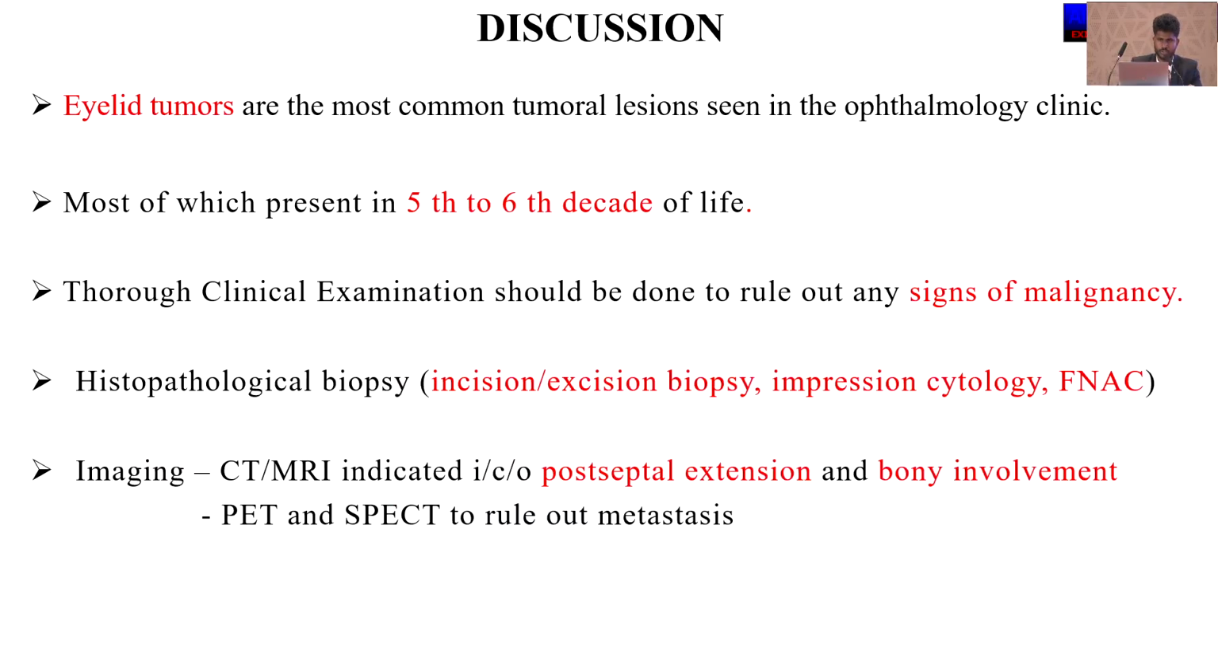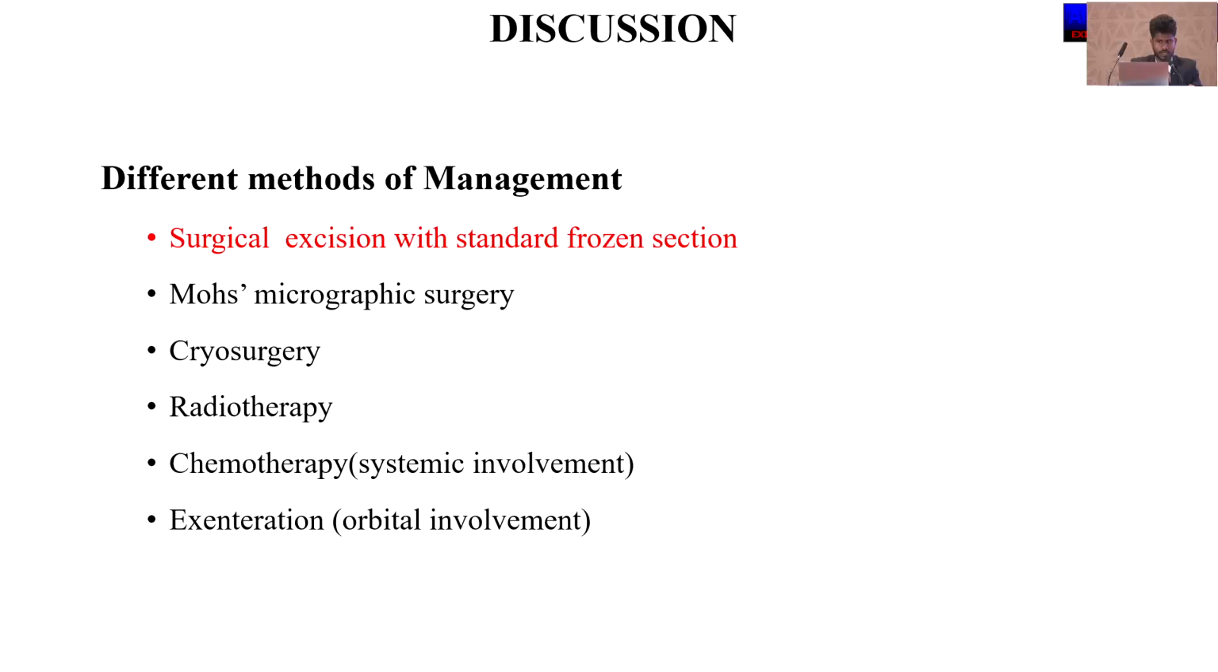Discussion: eyelid tumors are the most common tumor lesions seen in the ophthalmology clinic, most of which present in the 5th and 6th decade of life. HPE examination for all the cases. CT/MR is indicated in case of post-septal extension and bone involvement. PET and SPECT rule out metastasis. These are the various methods to treat the cases. We mostly went for surgical excision with the standard frozen section.